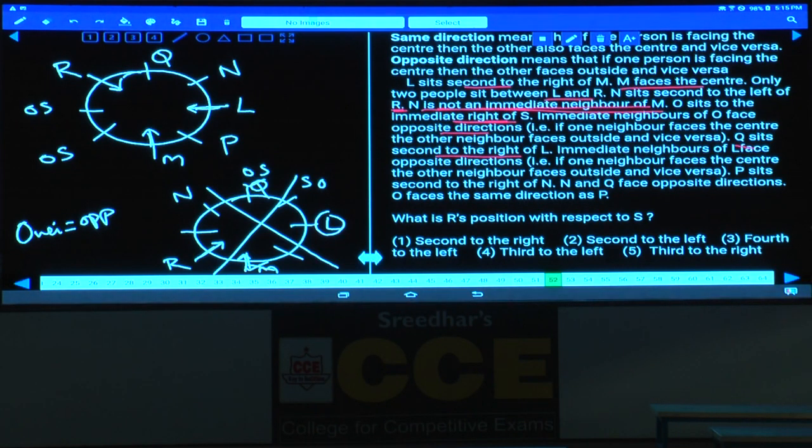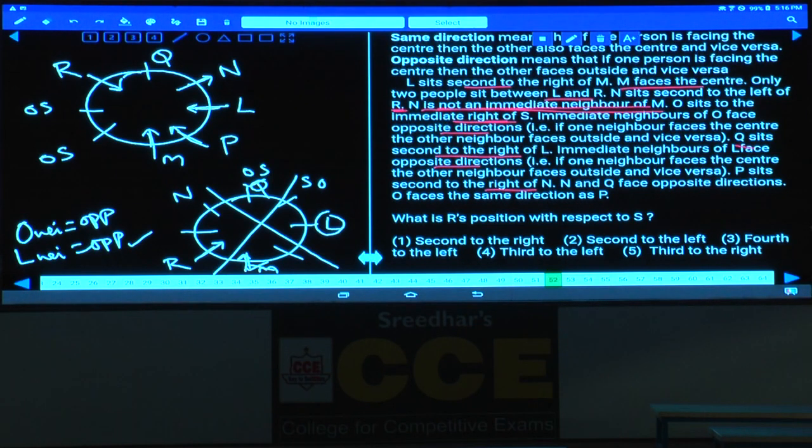And immediate neighbors of L face opposite direction. L's neighbors are what? Opposite directions. And P sits second to the right of N. As P is seated second to the right of N, N must be away from the center. Then only P sits second to the right of N. L's neighbors are opposite directions. N is away from the center. The other neighbor to L is P, facing the center, because these two are opposite.